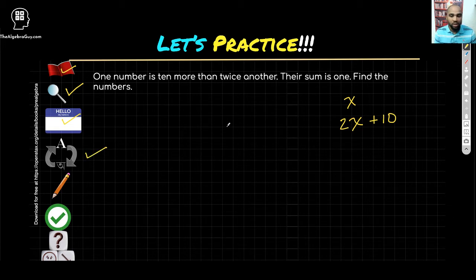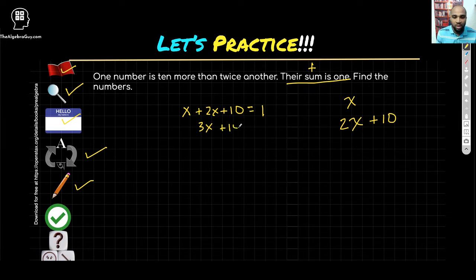Let's translate that into an equation. So we know that their sum is 1. Sum is going to tell us plus. So this is x plus 2x plus 10. All right, now we're going to solve. 2x and x gives us 3x. Oh, I forgot to say equals 1. I was like, where's my equation? Their sum is 1. 3x plus 10 equals 1.